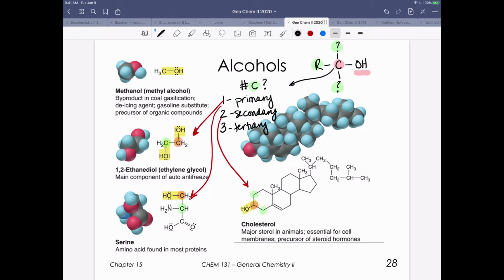Tertiary alcohols. We actually don't have a structure drawn of a tertiary alcohol, but let me draw one for you. If we've got a carbon atom that's bonded to an OH group, and let's say we bonded it to three CH3 groups, in that case, the carbon atom that's bonded to the OH group is bonded to three other carbon atoms. That would be an example of a tertiary alcohol. So when we have alcohols, not only did you need to recognize that it's an alcohol functional group, but I need you to be able to identify whether it's primary, secondary, or tertiary.